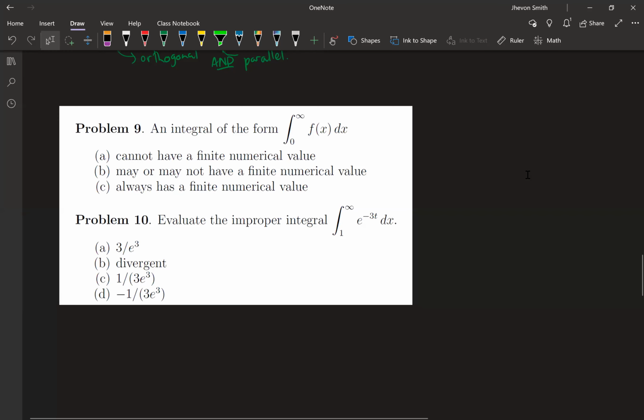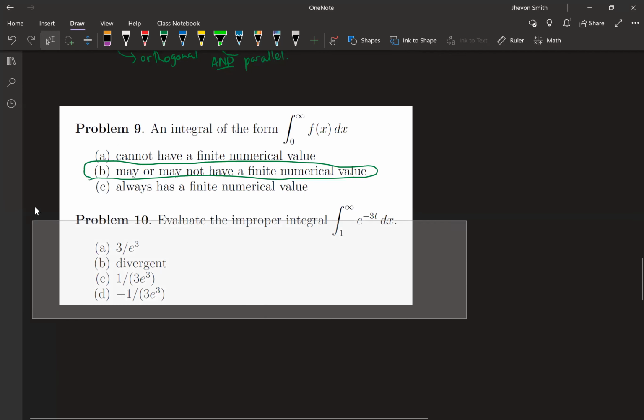Okay, so 9. An integral of the form that cannot have a finite value, may or may not have a finite value, always finite value. Well, someone said B, and that is correct. In fact, for those of you going into engineering, when you take a class called differential equations, you're going to learn about something called a Laplace transform, and it has that form. If that could never give you a finite value, then engineering would be in trouble.